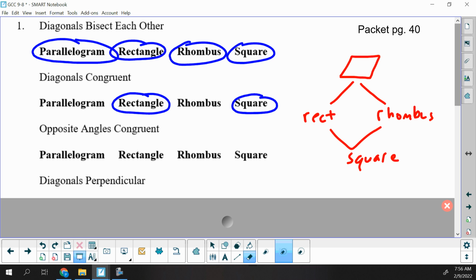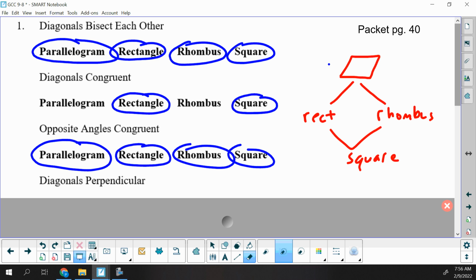Which is the first one that has opposite angles congruent? Well, that's one of our 5 parallelogram properties. So parallelogram has that. Everything below it on the flowchart has it as well, so the other 3 do.